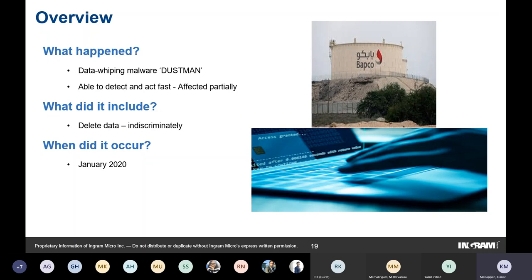And when did it occur? It was again a recent attack. It occurred in January 2020.